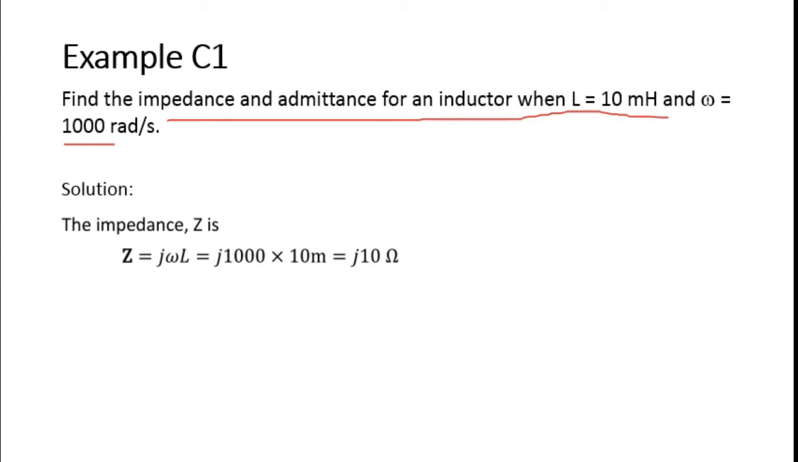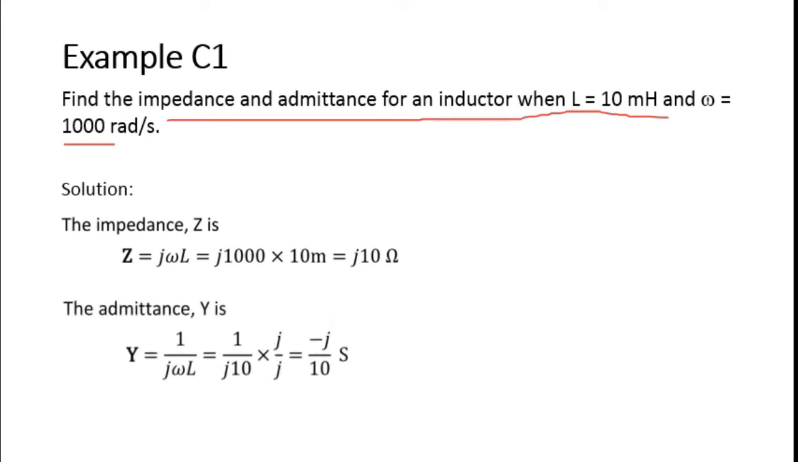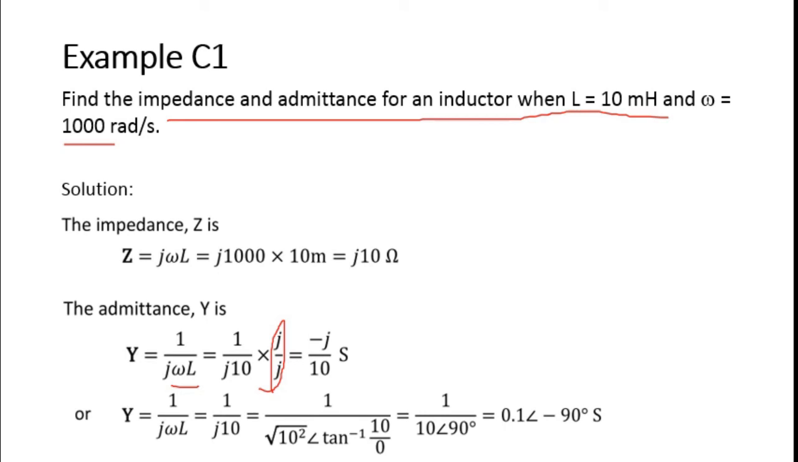Next, for the admittance, it is the reciprocal of impedance. Therefore, YL is 1 over j omega L. Substitute the values and multiply top and bottom with j, it gives us YL equals negative 0.1j Siemens. This is because j square equals -1. Or, we can leave the answer in the polar form, as shown down here. Therefore, we find the magnitude and phase instead. Hence, YL equals magnitude 0.1 and phase -90 degree, unit in Siemens.